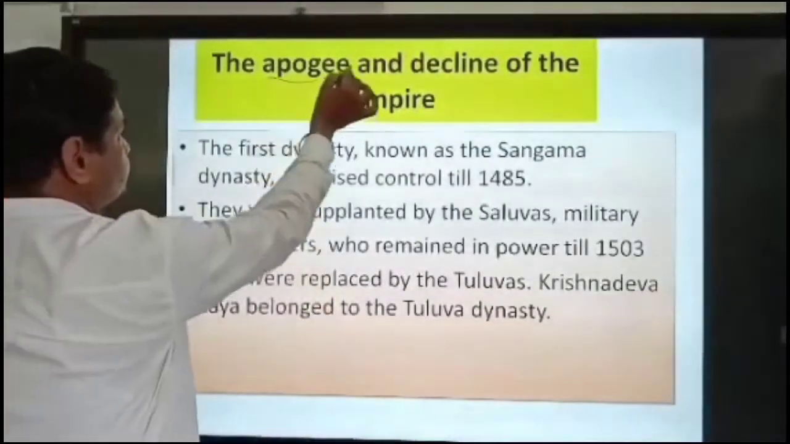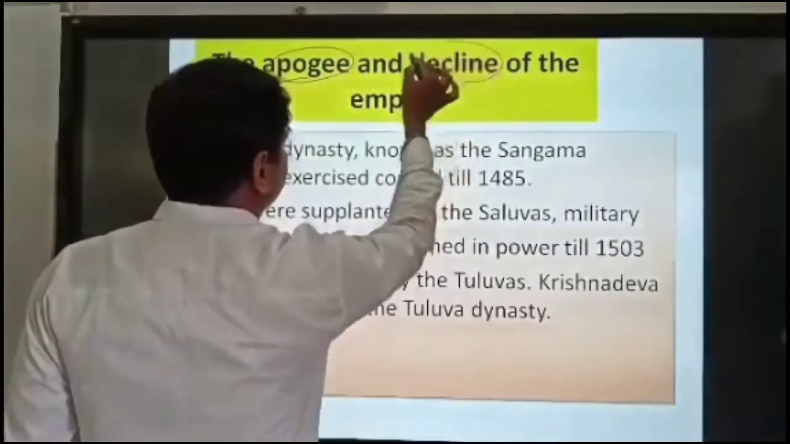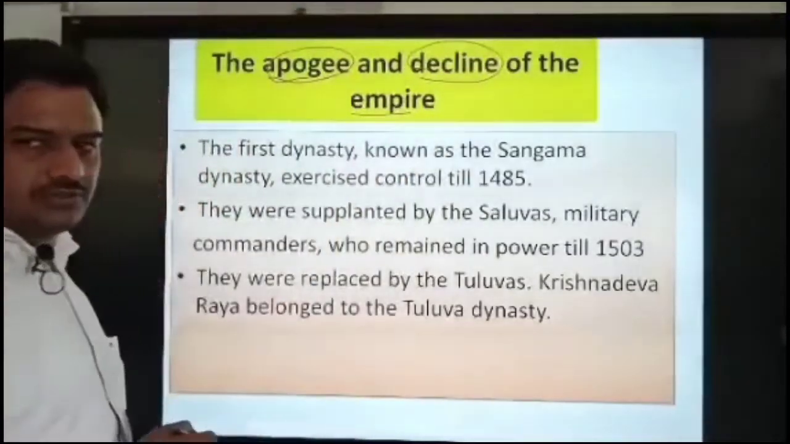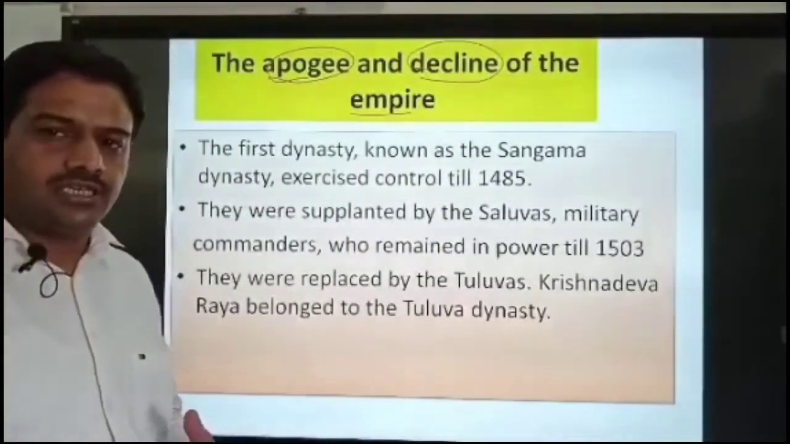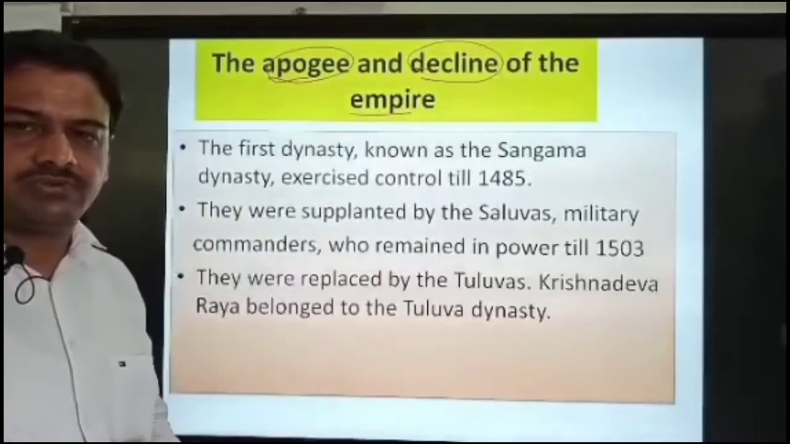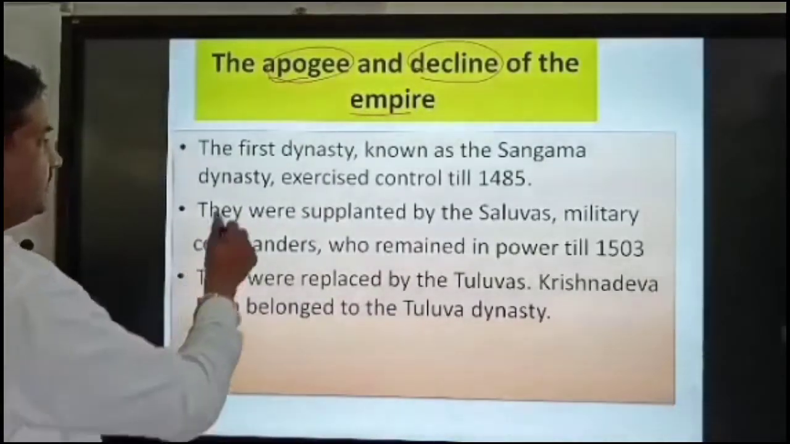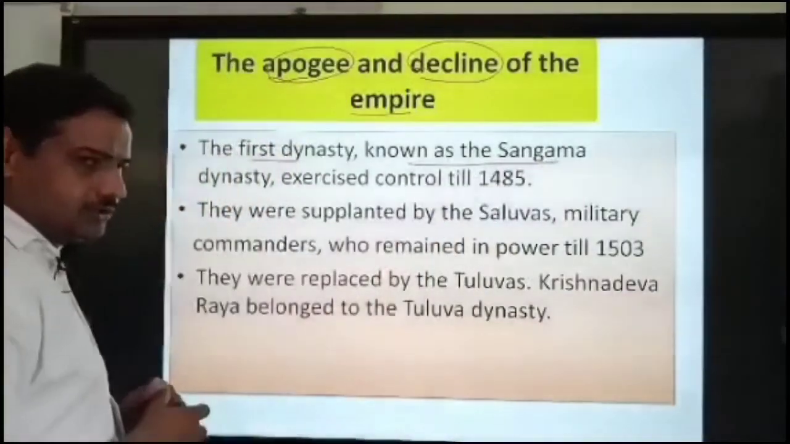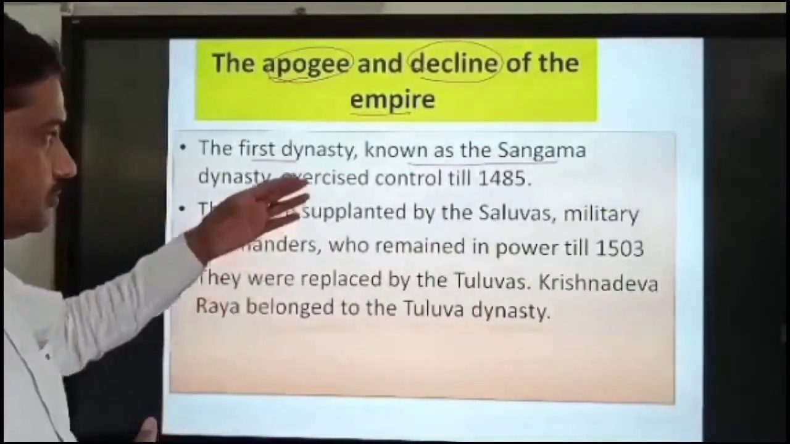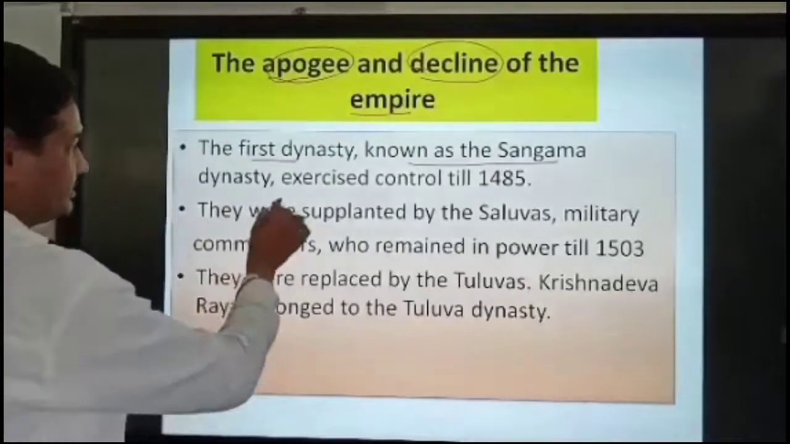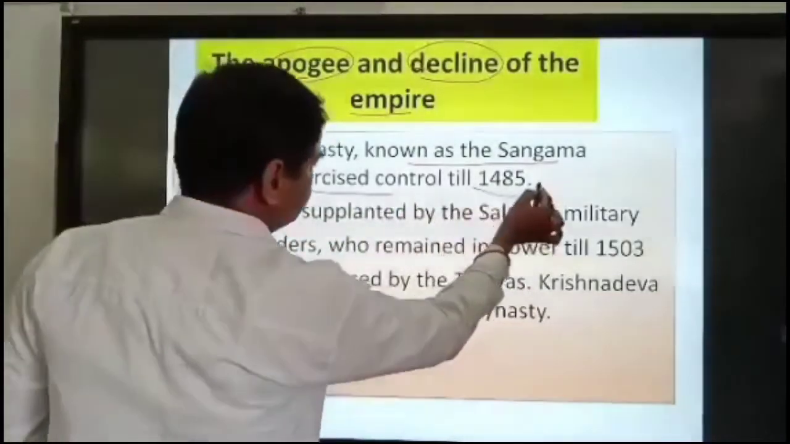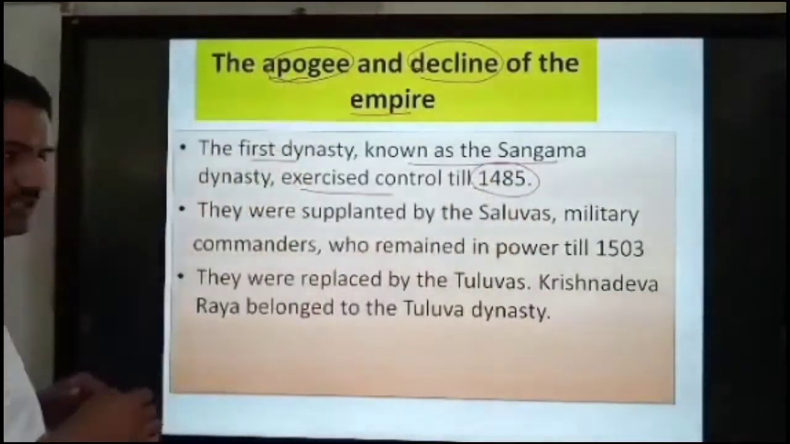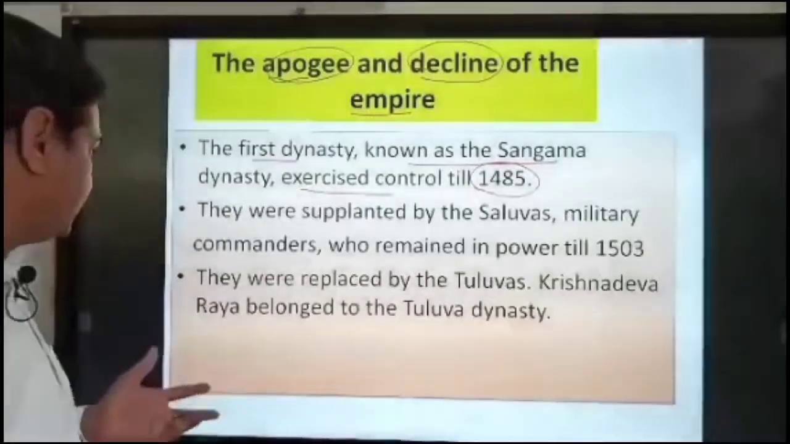Now, the apogee and the decline of the empire. Apogee means when the empire reached its peak, and how it declined, that we will study in this topic. The first dynasty, known as the Sangma dynasty, I told you that Harihara and Bukka used to belong to this dynasty, exercised control till 1485. Thereafter this dynasty was replaced by another dynasty.